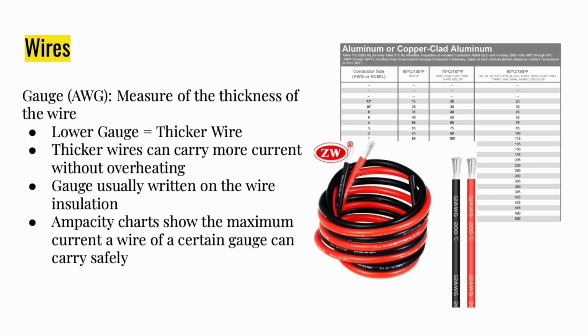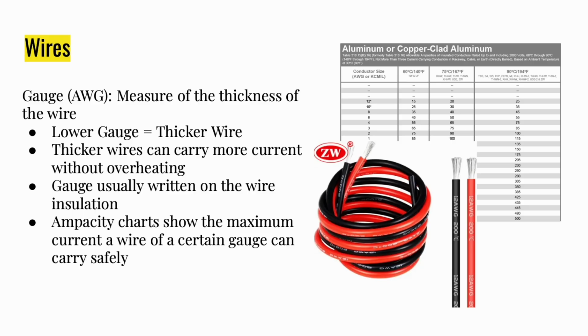Gauge is the measure of thickness of the conducting part of the wire. The lower the gauge, the thicker the wire. And the thicker the wire, the more heat it can carry without overheating. You can usually find the gauge written on the insulation part of the wire, as written in white in this picture.